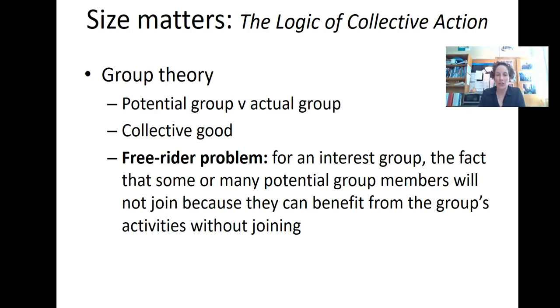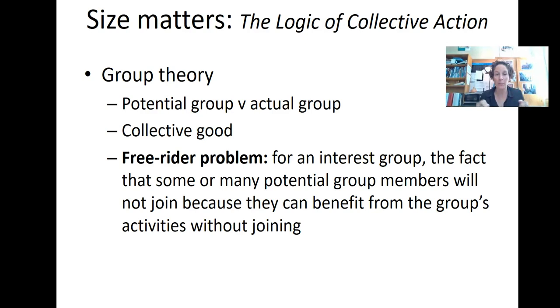In that situation, there are many people in the potential group who are making a rational choice to not join the actual group because they will benefit regardless. That is the free rider problem. For an interest group, the fact that some or many potential members don't join because they can benefit from the group's activities without joining. If you don't have to pay and you end up getting this collective good, why would you pay in? Why would you work hard as part of the actual group?